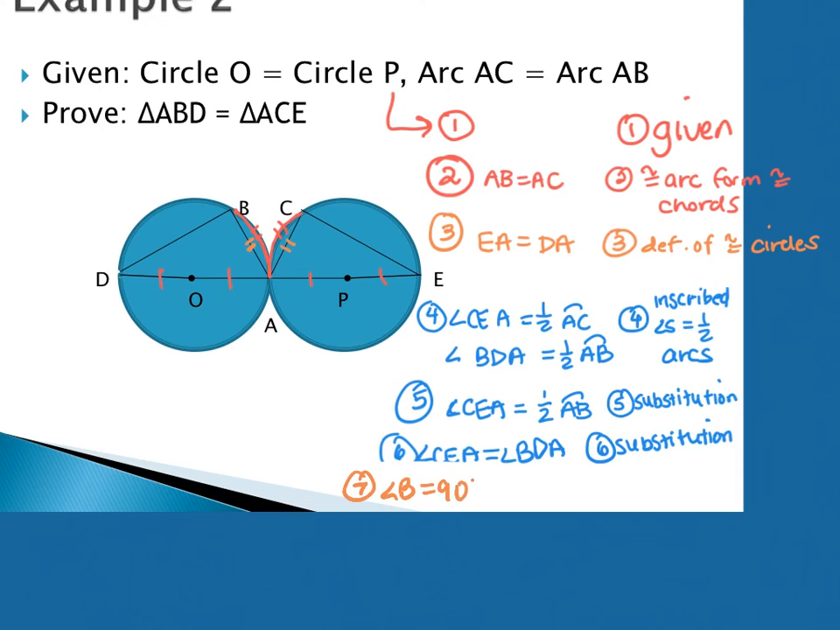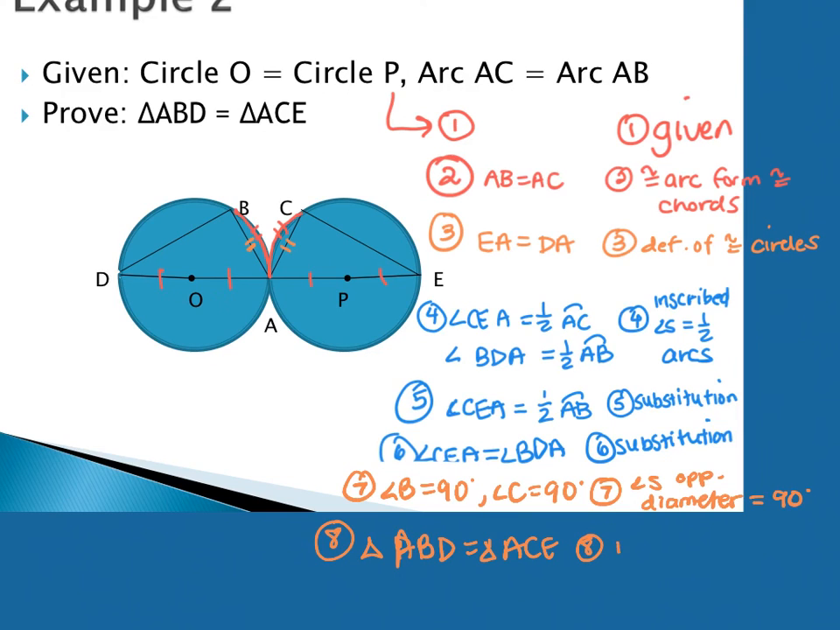Angle B, angle C, because angles opposite the diameter equal 90 degrees. Then, oh, we've got hypotenuse leg. A, B, D. So we actually didn't need those. You could have gone straight there. You just needed the two sides, because you needed the hypotenuse and you needed the right angle.